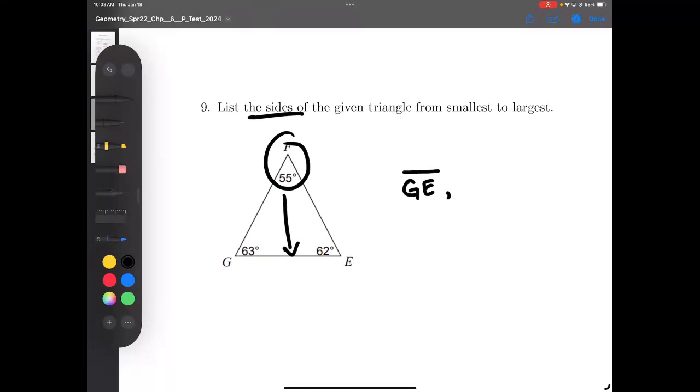What's next? GF, GF. Last one? FE, FE. Okay. If other people are wondering about the order of the letters, you can switch them around. So EF, FG, and EG, same thing. Okay.